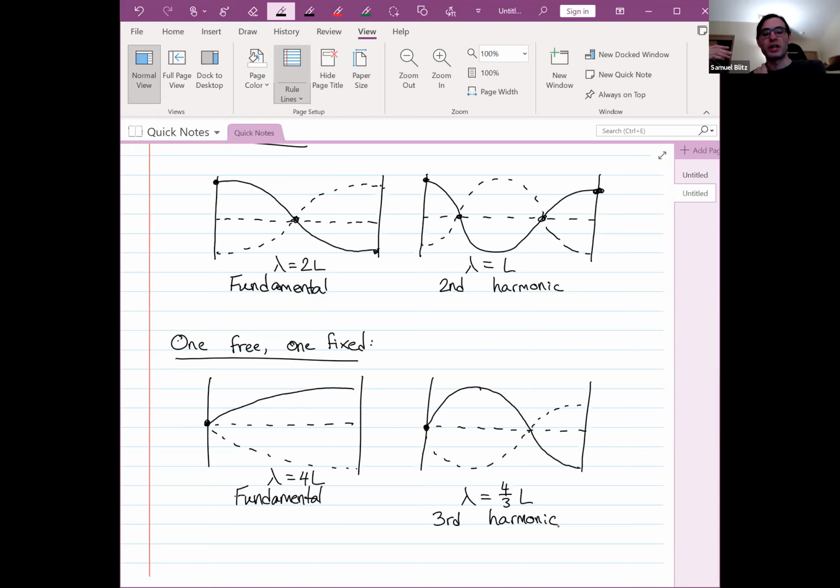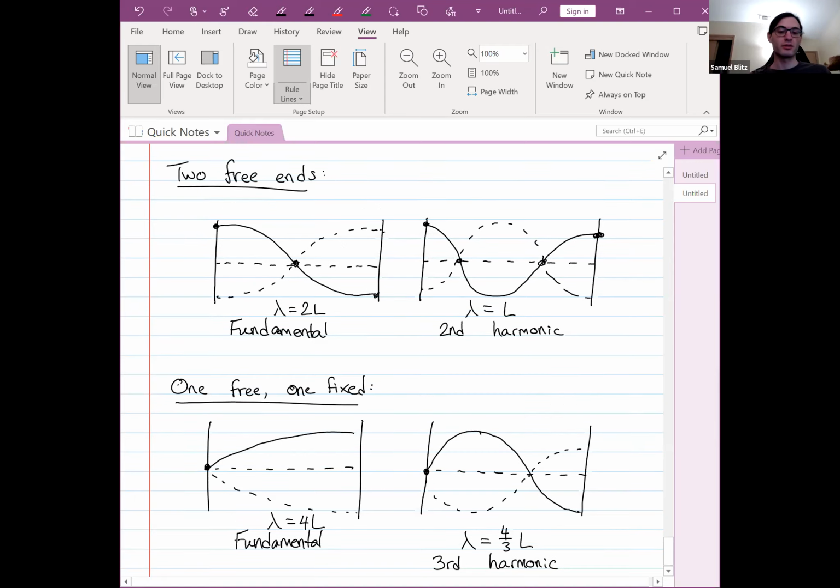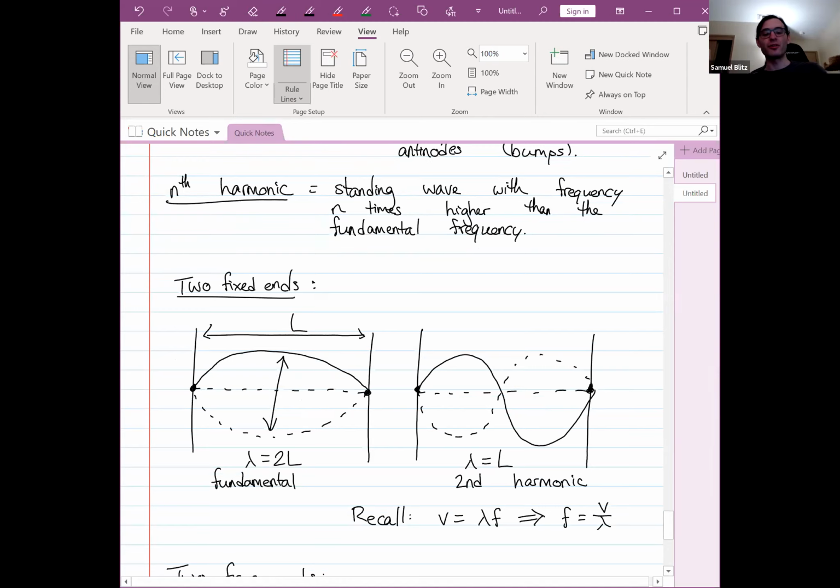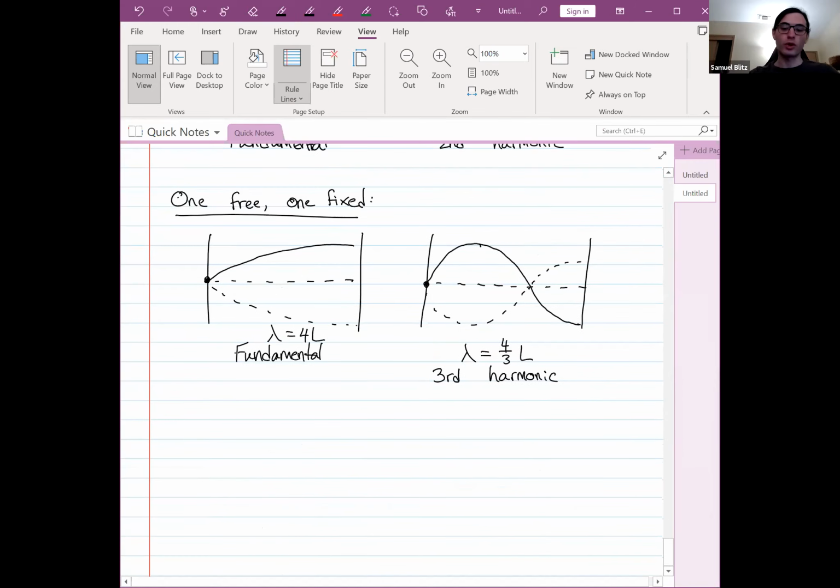It's called the third harmonic because, remember, the nth harmonic is the harmonic whose wave has frequency n times higher than the fundamental frequency. So the wavelength is 4/3 L, because L is equal to 3/4 times the wavelength, right? Only 3/4 of the wavelength fits within L. To get a full wave, it would need to extend out another quarter of the wavelength. And so because L is 3/4 the wavelength, the wavelength is 4/3 the length L. And this is the third harmonic.